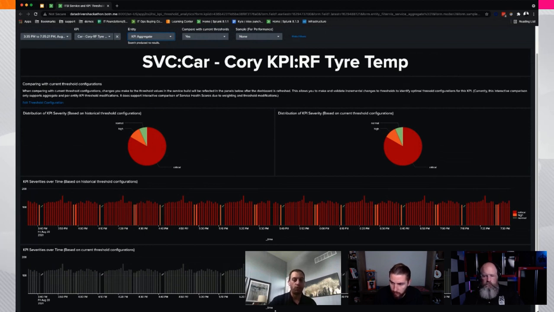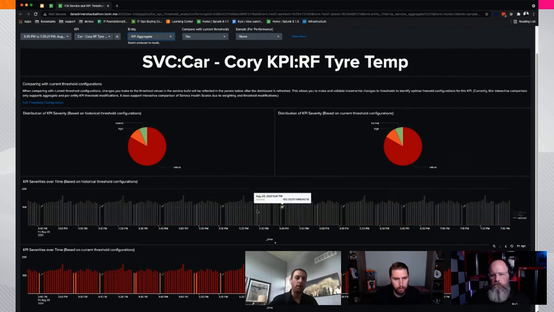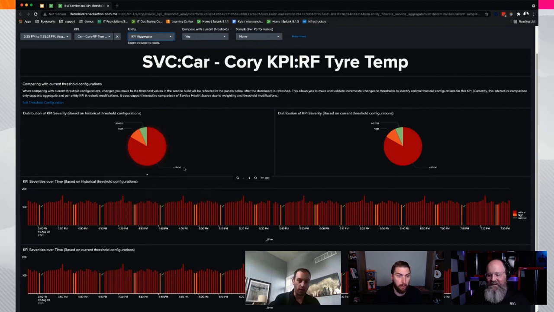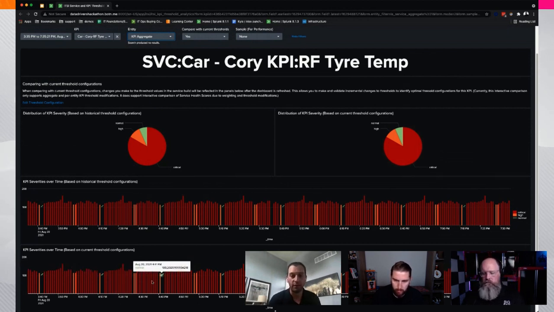The purpose of this dashboard is to allow you to tune the KPI thresholds and interactively see how those changes in threshold values are going to impact that KPI moving forward. The pie chart on the left is never going to change. This is how this KPI has behaved in the past based on how it was thresholded in the past. Same thing with the top line chart. That's the before. As we work to incrementally improve the KPI thresholds, the right side pie chart and the bottom line graph are going to start to hopefully get a little bit better.